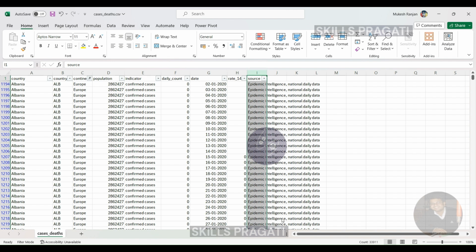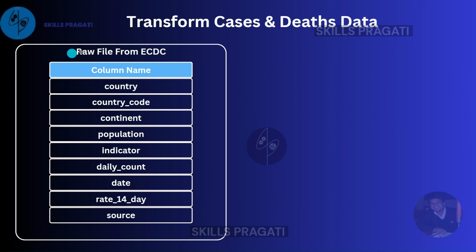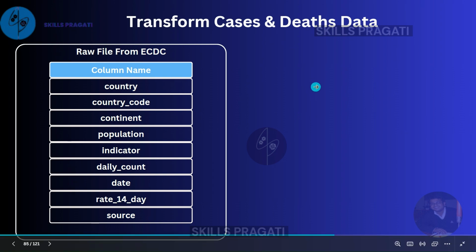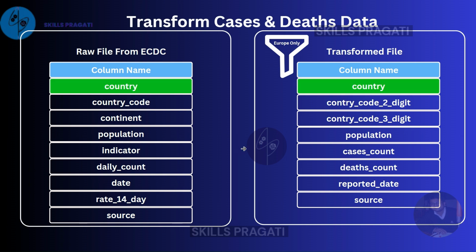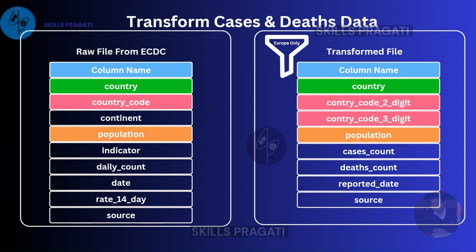Just to summarize the transformations we want to perform, the raw file looks like this, and the transformed file would look in this structure. We would want to filter only the Europe data, and country would be mapped to country. We are keeping the country code 3-digit, and we'll map the population as it is. We are going to derive the cases count from the indicator and the daily count, and the deaths count is calculated in a similar manner.